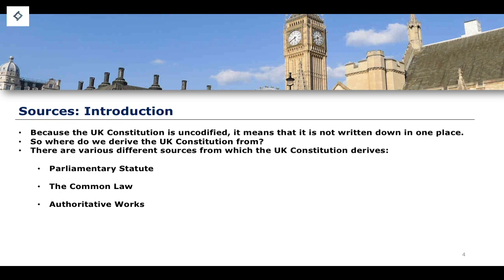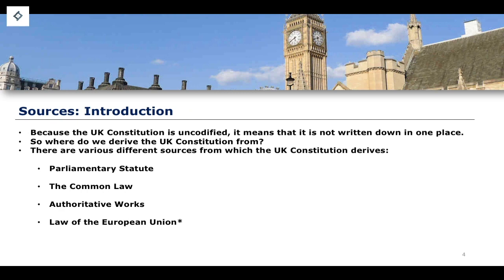If you want to look a little bit more at the internal workings of specific branches of the UK government, you might say that Erskine May is a very particularly authoritative work on the inner workings of Parliament and how parliamentary procedure operates. You then also have law of the European Union.